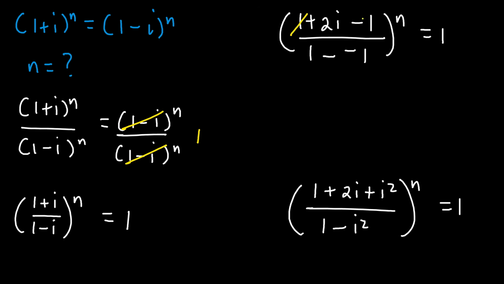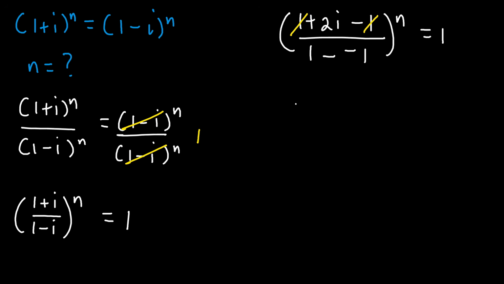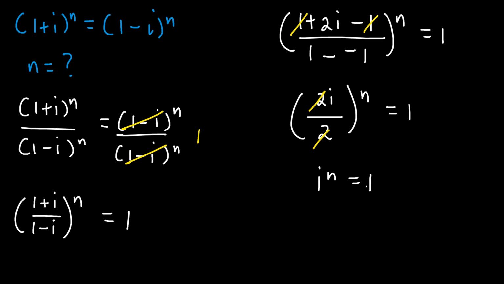And this one will cancel with that. And this will give us 2i divided by 1 minus negative 1, which is 2, raised to the power of n equaling 1. And also this will cancel with that. And so we shall remain with i^n equaling 1. And this is the general solution to this equation, because every multiple of 4, including 4, is a solution to this equation. Now let's see how we can find one of the values of n.